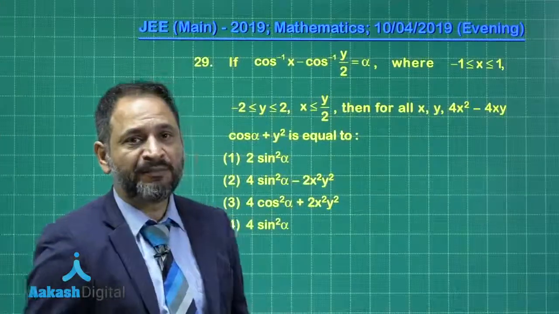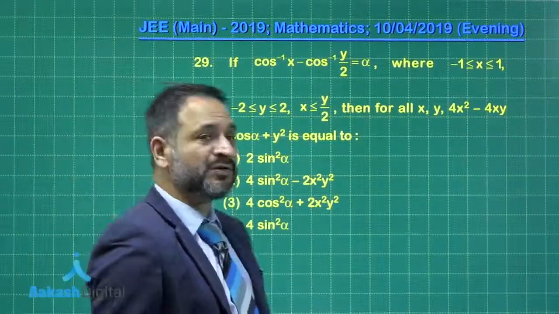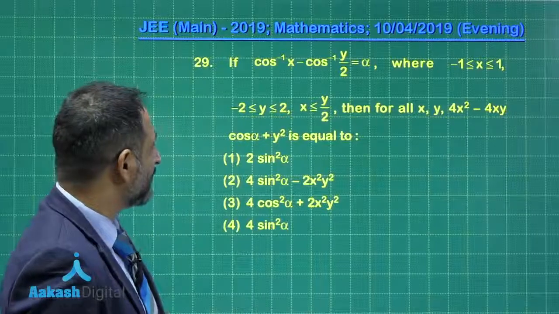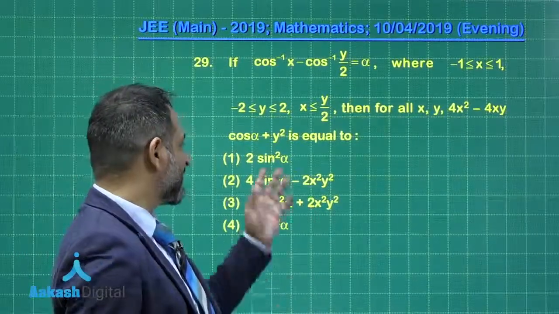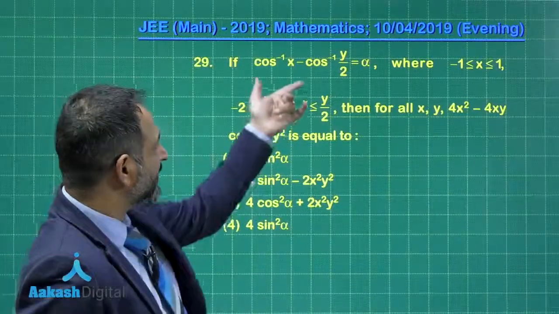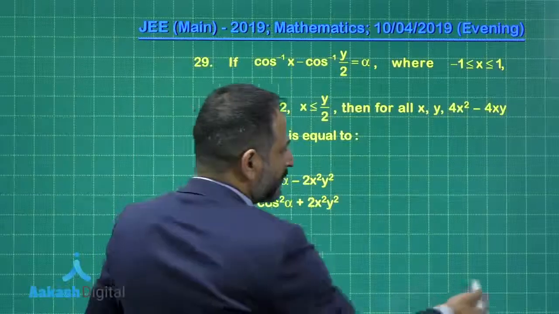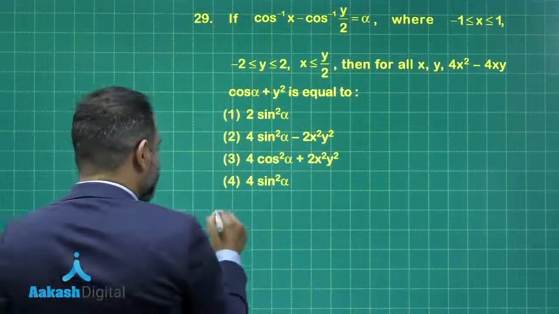A question from inverse trigonometric function. It is given that cos inverse x minus cos inverse y by 2 is equal to alpha, and we need to find out the relation between x, y and alpha. So, eliminating the inverse function here is important. So, a simpler result based question is here for us.